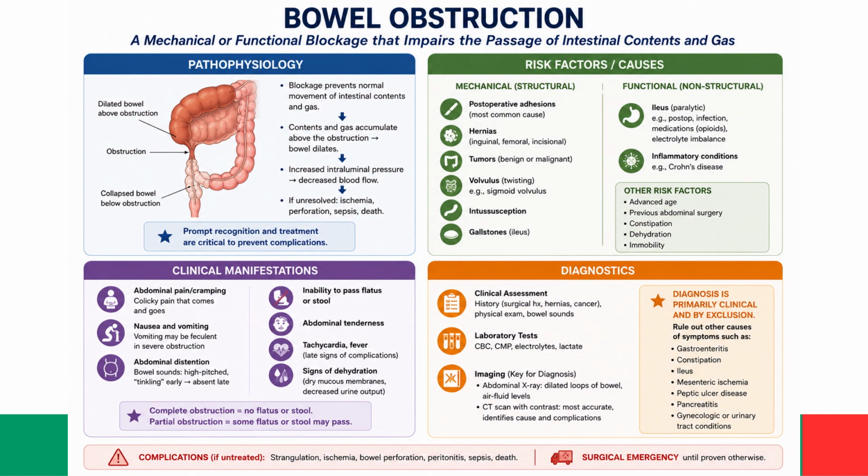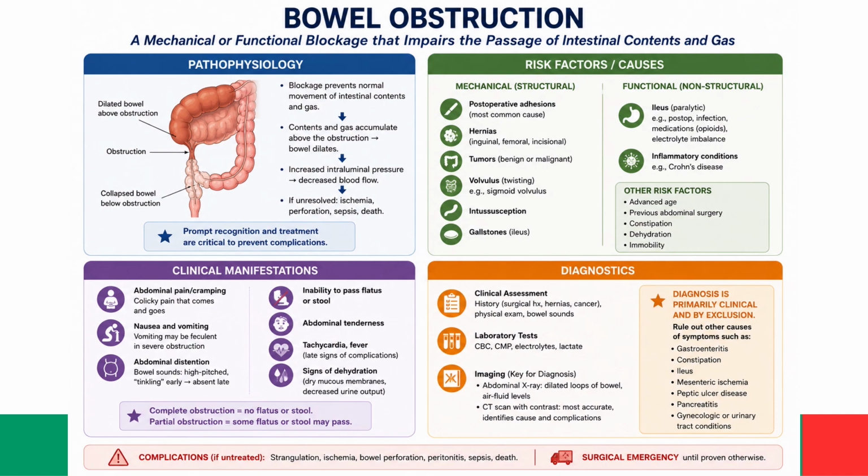Diagnostics. Assessment starts with the patient's history, and one question I would absolutely ask is, have you ever had abdominal surgery? Remember, a remote surgical history matters because of the risk for adhesions. We're also going to assess the abdomen carefully for distension, tenderness, bowel sounds, nausea, vomiting, and whether the patient is passing stool or flatus. Lab testing can help us identify consequences and complications. We're looking at a CBC, electrolytes, kidney function, and sometimes lactate if we're concerned about impaired perfusion or ischemia.